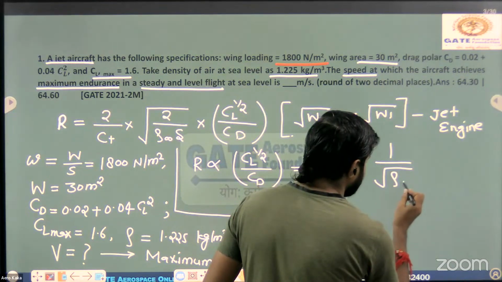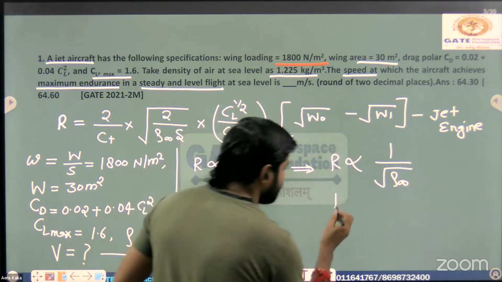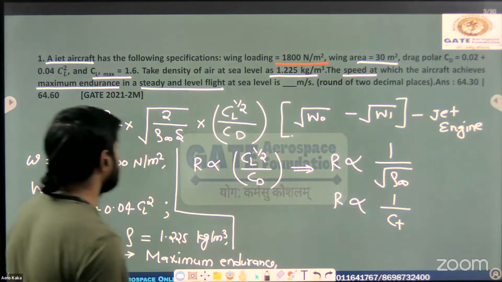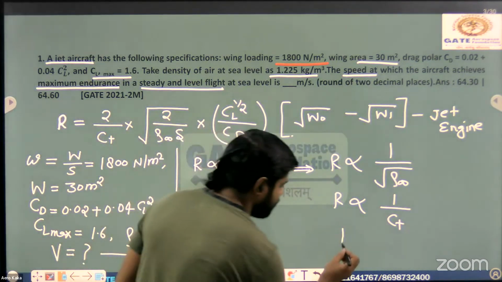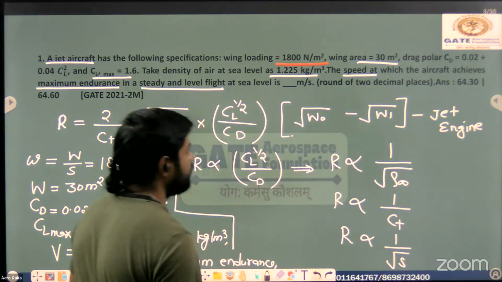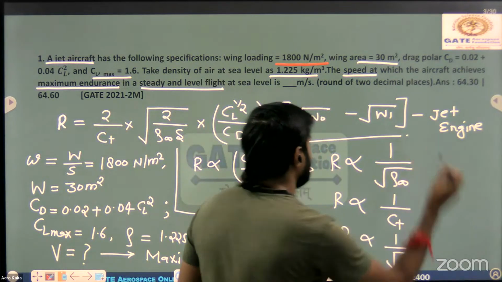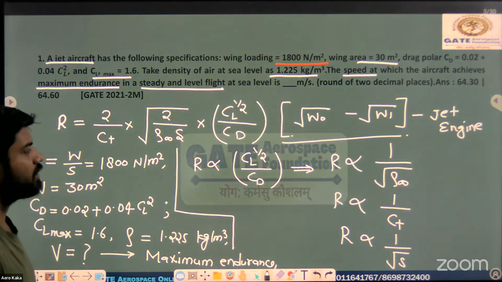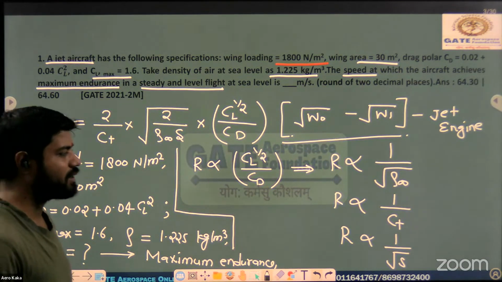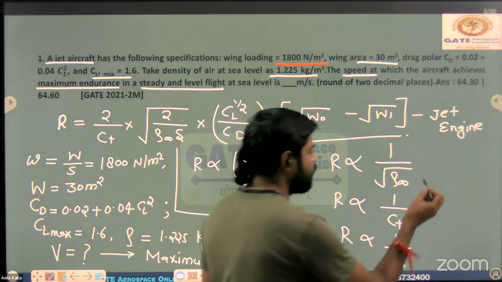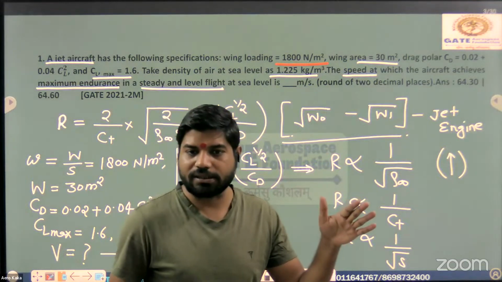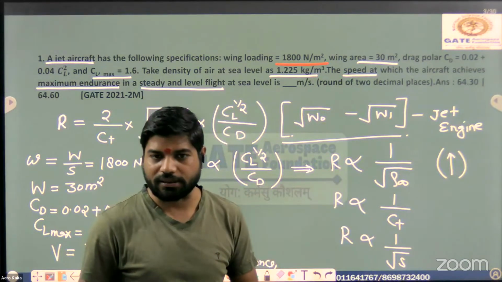Let's discuss R is something like this. Agree? Then R is also proportional to this one. So from here, what you can observe, if you want to maximize the range of this aircraft, we have to fly the aircraft at higher altitudes. Why? Because as the altitude increases, the density decreases. Do you agree?